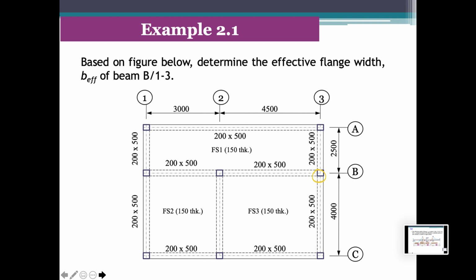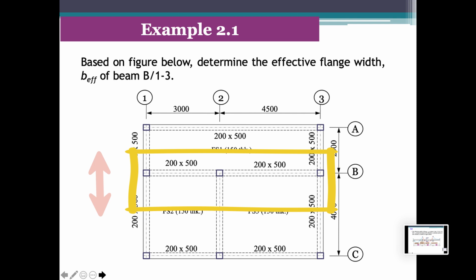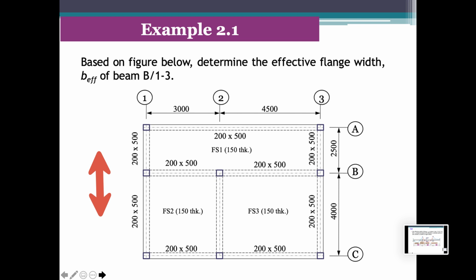Now, after we establish the spans of the beam, we need to imagine the moment diagram for this beam. I reckon that everyone knows how the bending diagram looks, right? So the sagging moment will happen at spans 1 to 2 and 2 to 3, and we must think that for the sagging moment, compression will happen at the top, which involves the flange. Therefore, for these two sections, 1-2 and 2-3, we need to find the B effective. Actually, B effective also occurs at support 2, but in design, we are concerned with 1-2 and 2-3 because the flange will compress together with the beam.